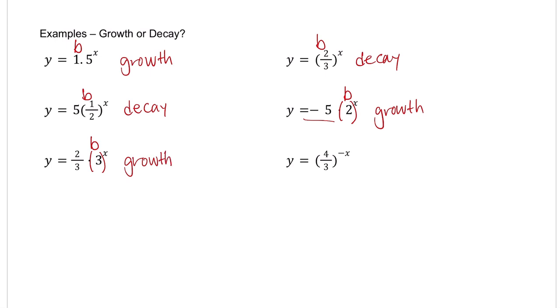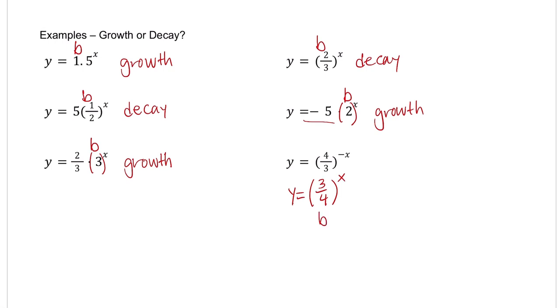Our last example is more tricky, but if you apply our exponent rules, we get 3 over 4 to the power of x. 3 over 4 is our b value, and it's between 0 and 1. So this is decay.